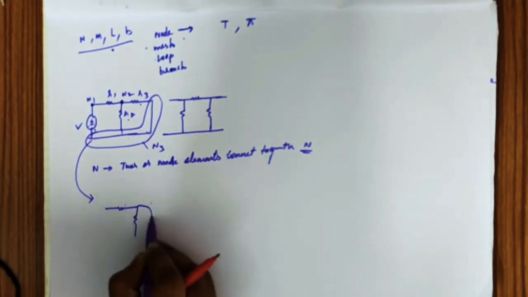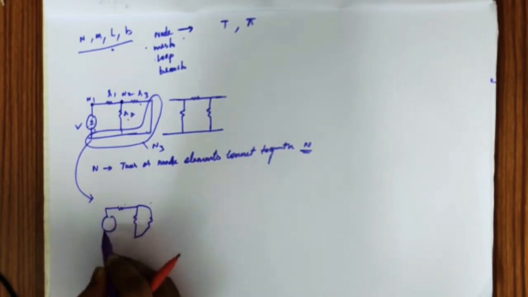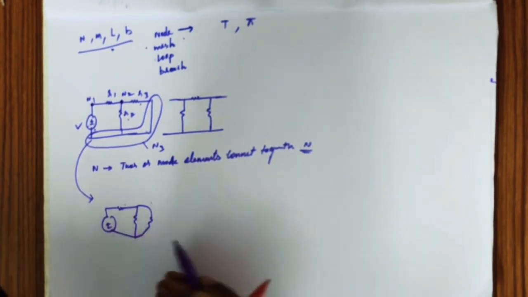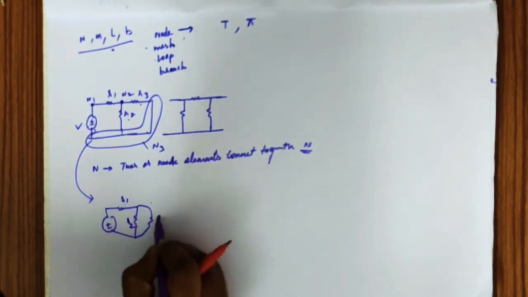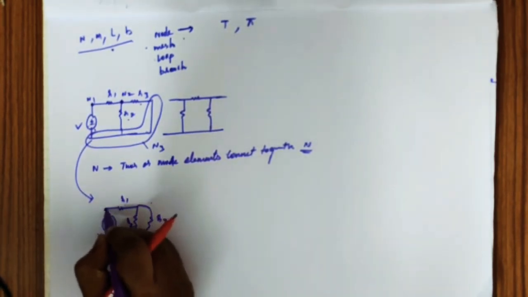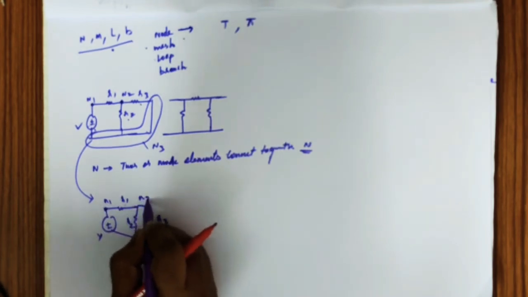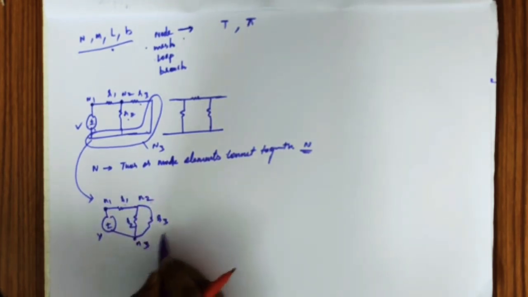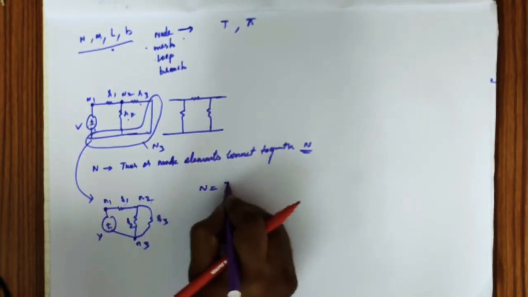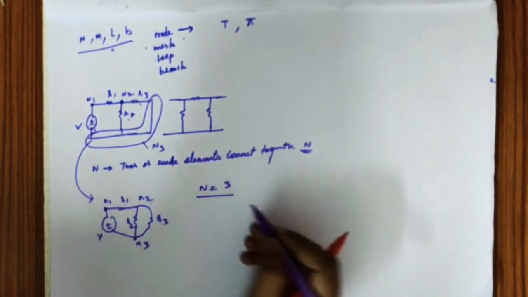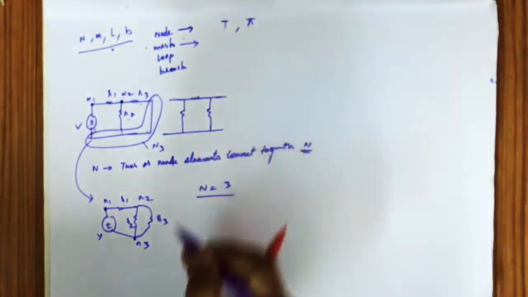So the circuit redraw will be in your hand. These two circuits are equal. So this is N1, N2 and N3. So we are having a number of nodes. For this circuit we are having N equal to 3 nodes.